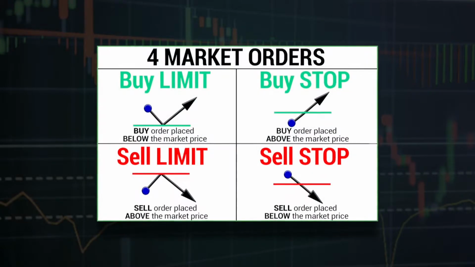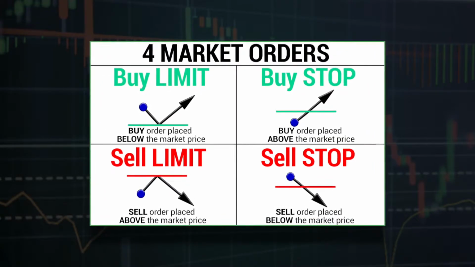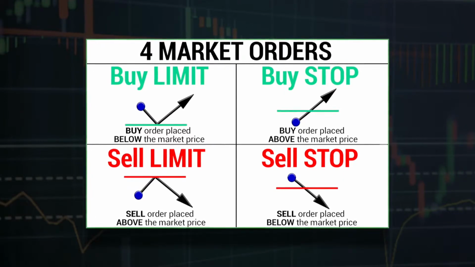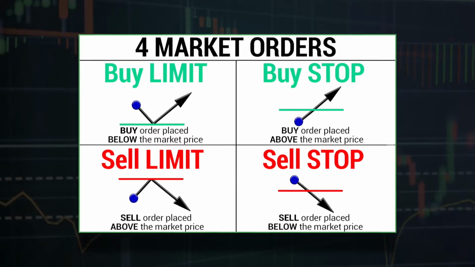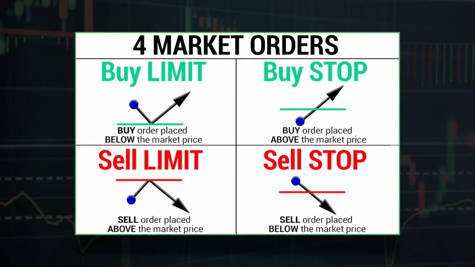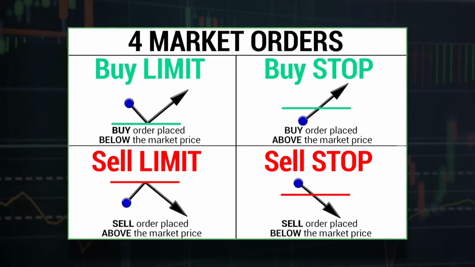So think of it this way. With limit orders, you are selecting a price that is better than the current price for you. So for buying, you're looking for a price lower, because for buying, lower is better than the current price. And for selling, you're looking for a price that is higher, because for selling, higher is better than the current price. So the limit order guarantees that you will pay the price you select or better if your order fills.